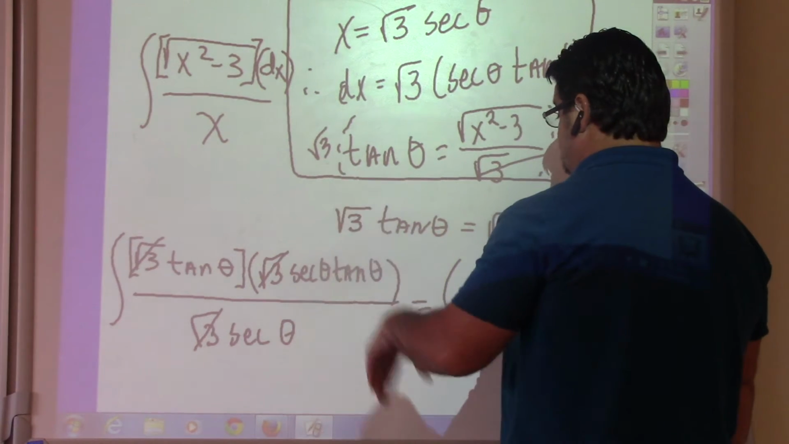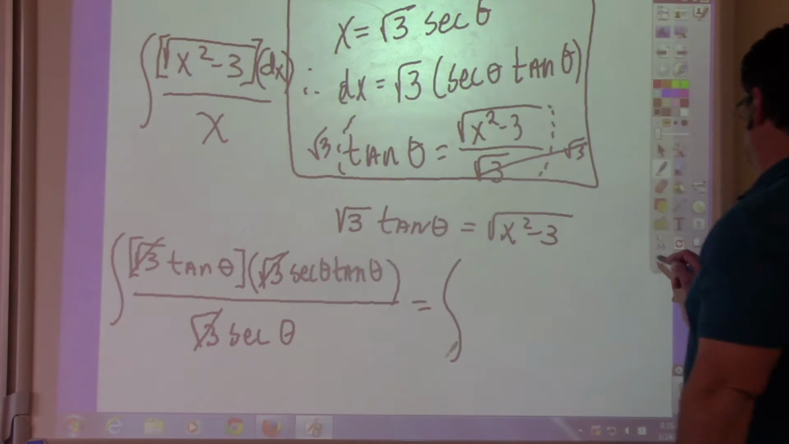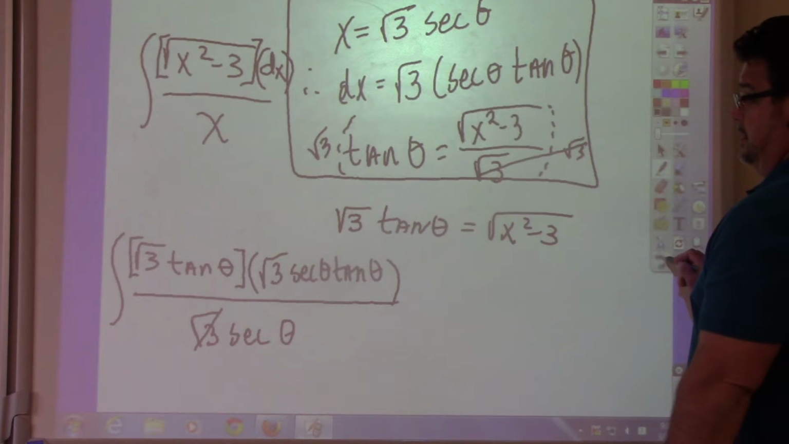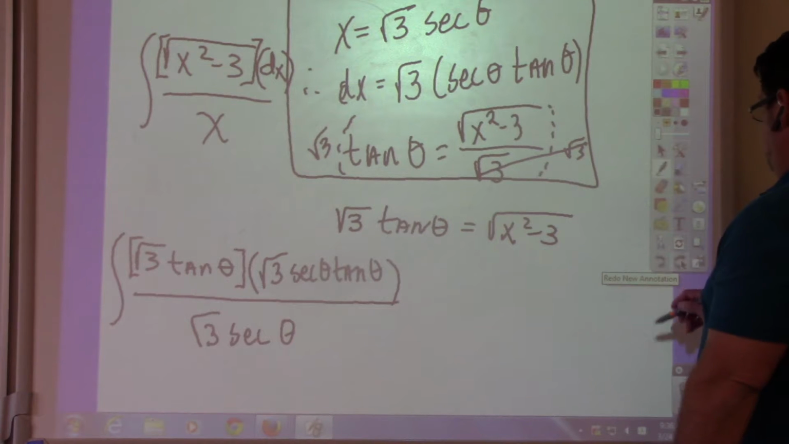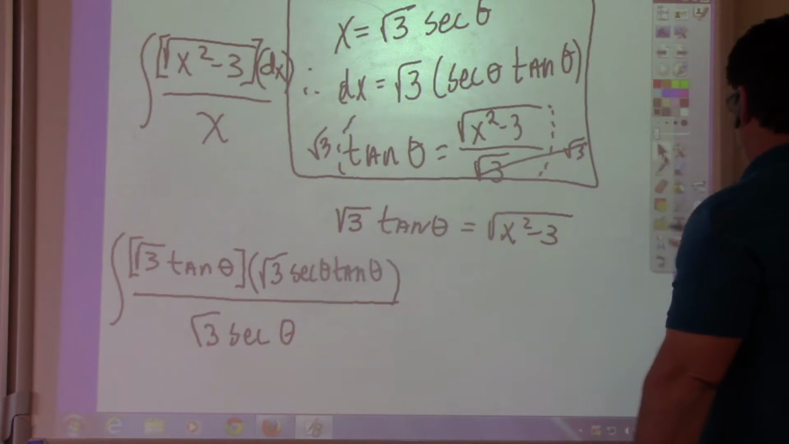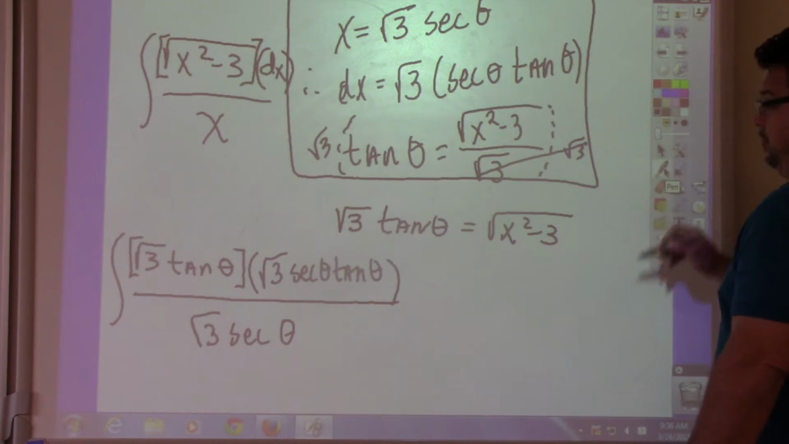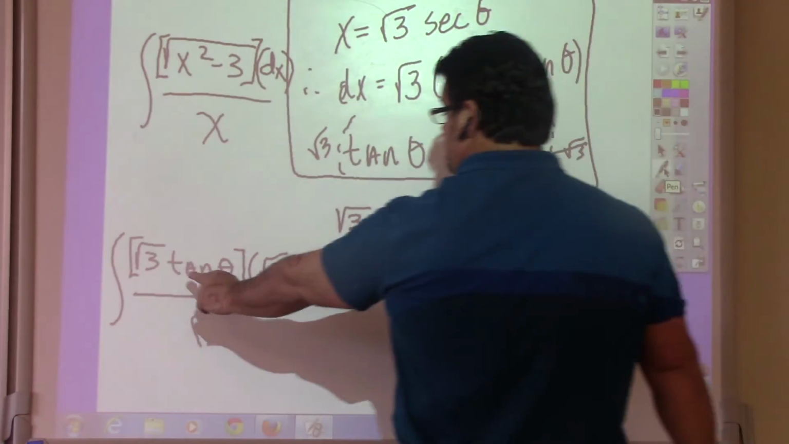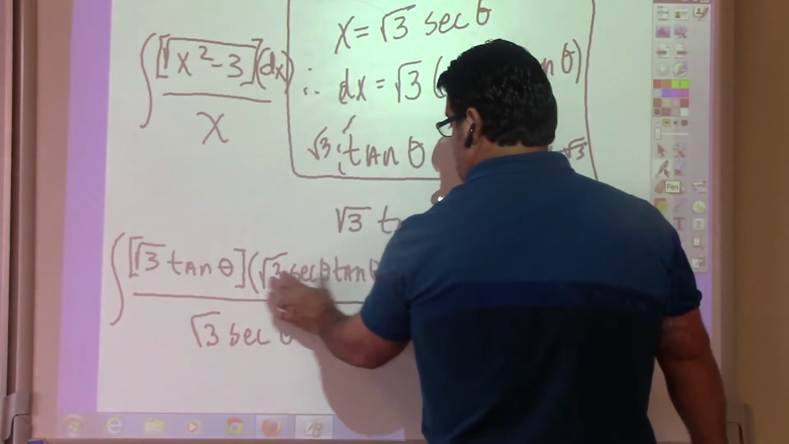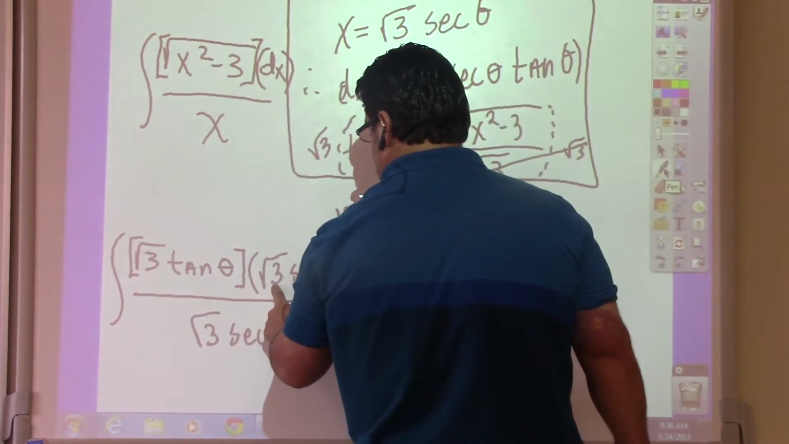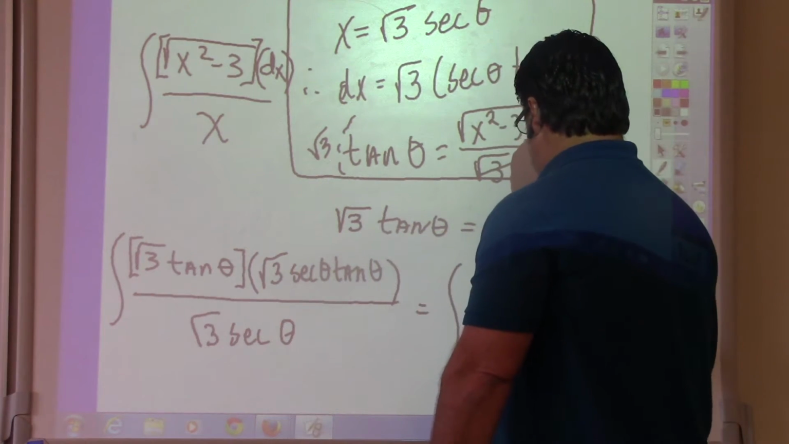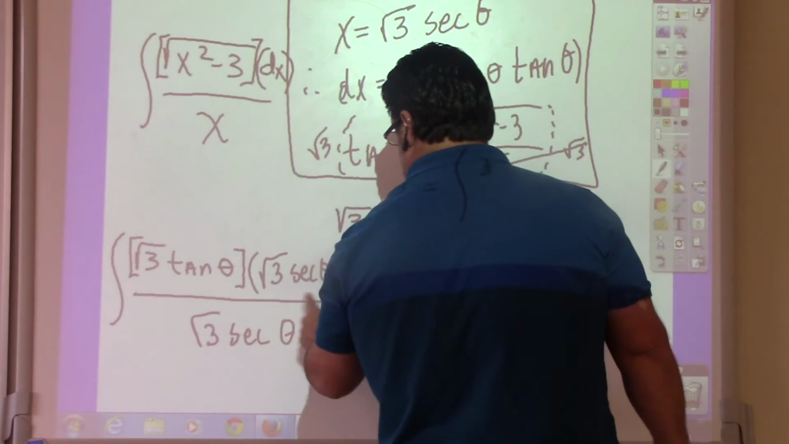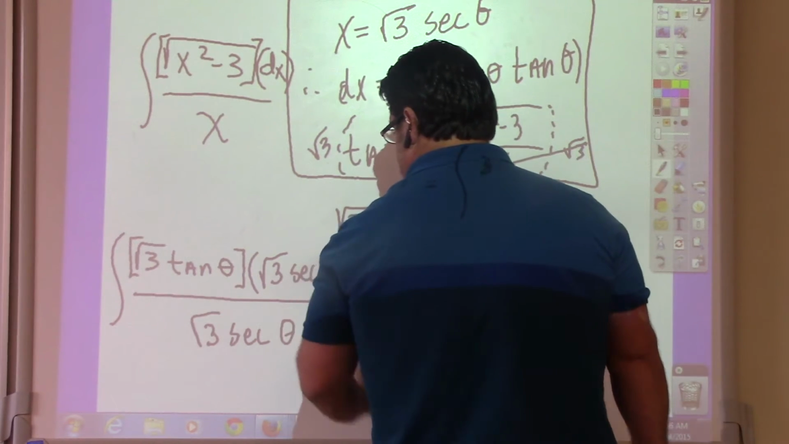Okay, we'll leave them. Just forget that. We'll leave them right now. I don't want to do anything yet. Let's go ahead and, if we took the square root of 3 times square root of 3, what do we get? 3. And then that's going to be tangent squared secant, right?